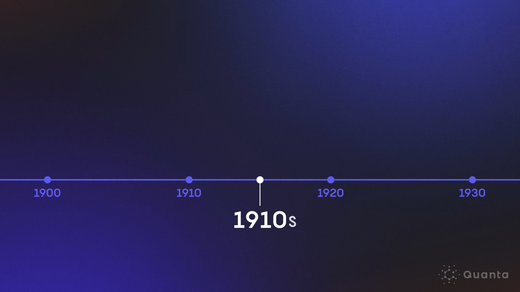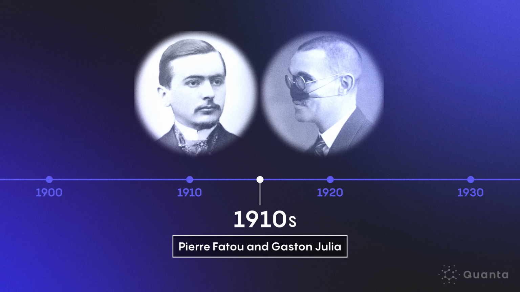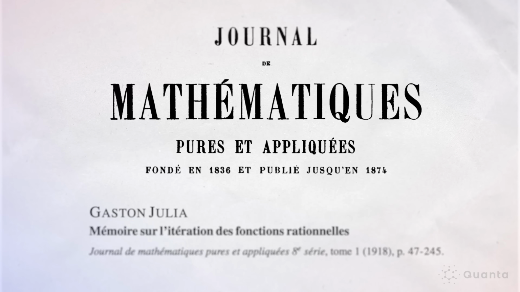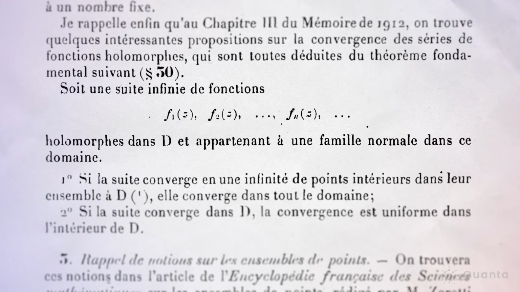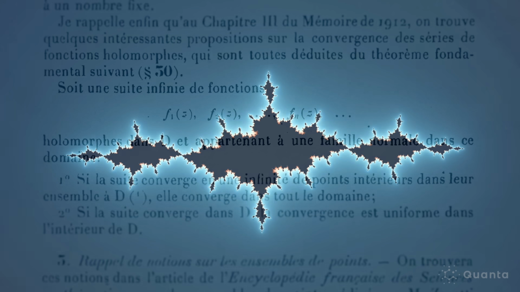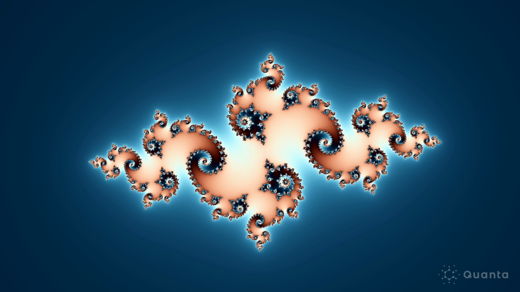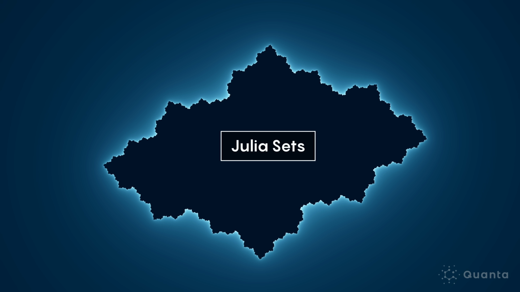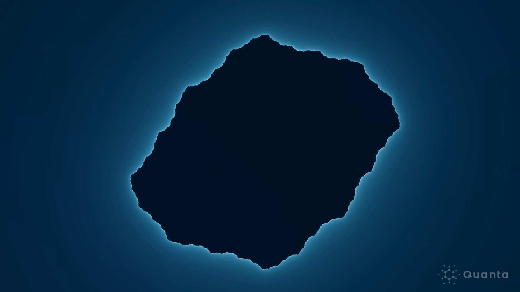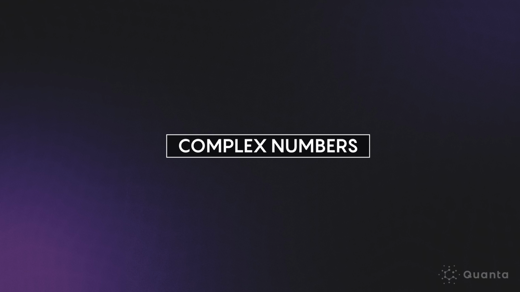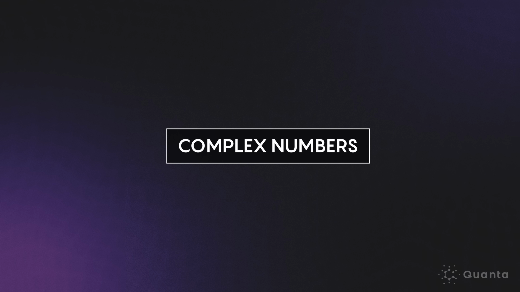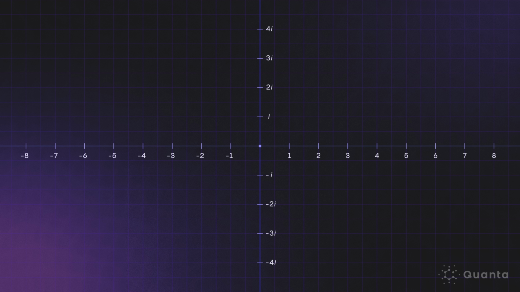In the early 20th century, mathematicians Pierre Fatou and Gaston Julia set the stage for the discovery of the Mandelbrot set with their exploration of dynamical systems. To investigate these dynamical systems, mathematicians study intricate shapes today known as Julia sets. Julia sets are produced by iterating a function of complex numbers. A complex number is defined as the sum of two components, a real part and an imaginary part.